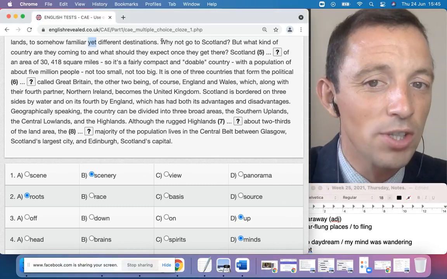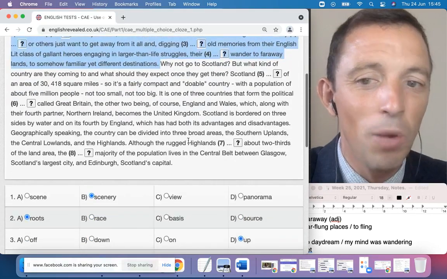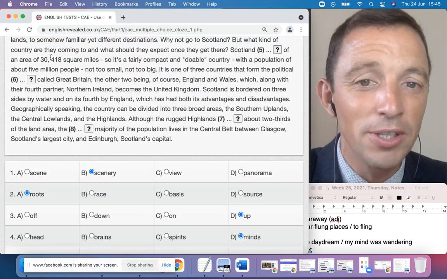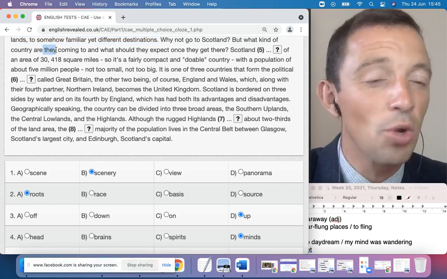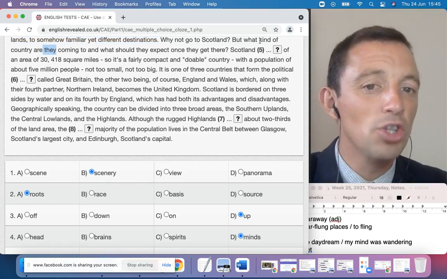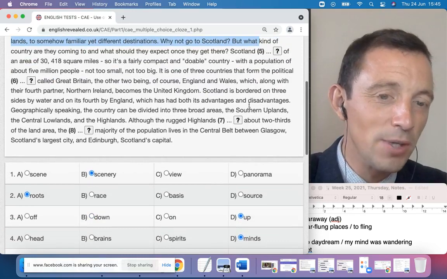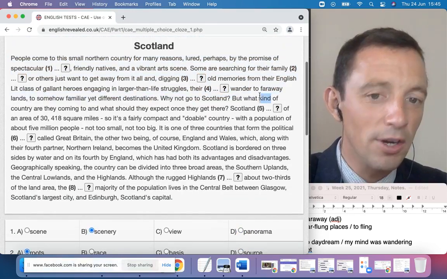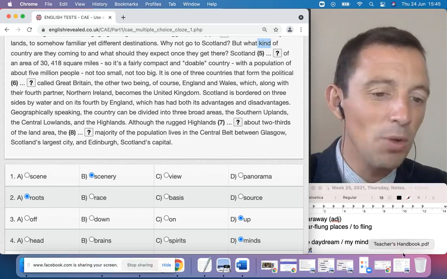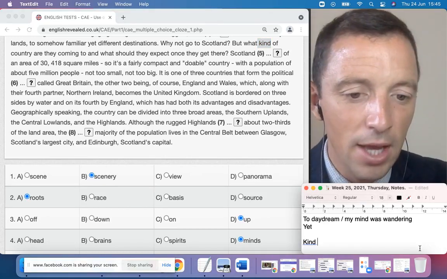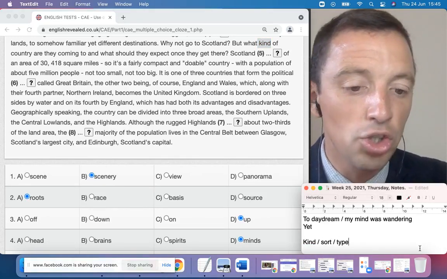Why not go to Scotland? Okay, but what kind of country are they coming to? The people, the tourists. So what type, what kind, what sort? So you have a few possibilities. You can say kind, sort, or type. I'm sorry. What kind, what type, what sort? Okay. What kind of food do you want? What sort of food do you want?